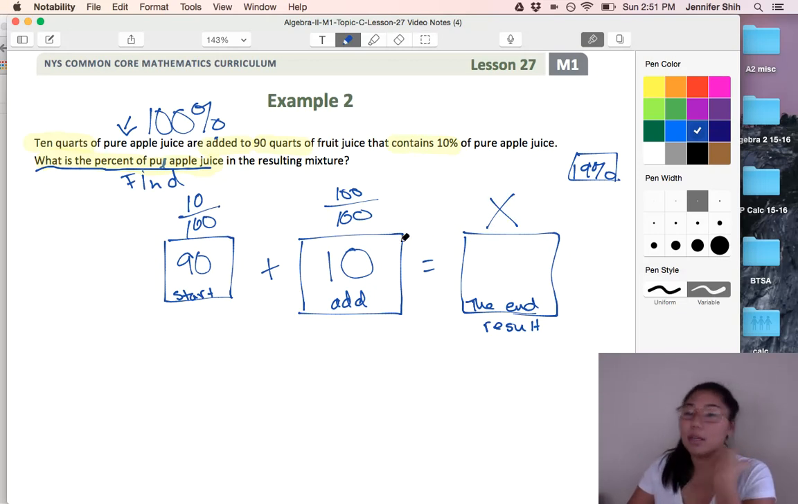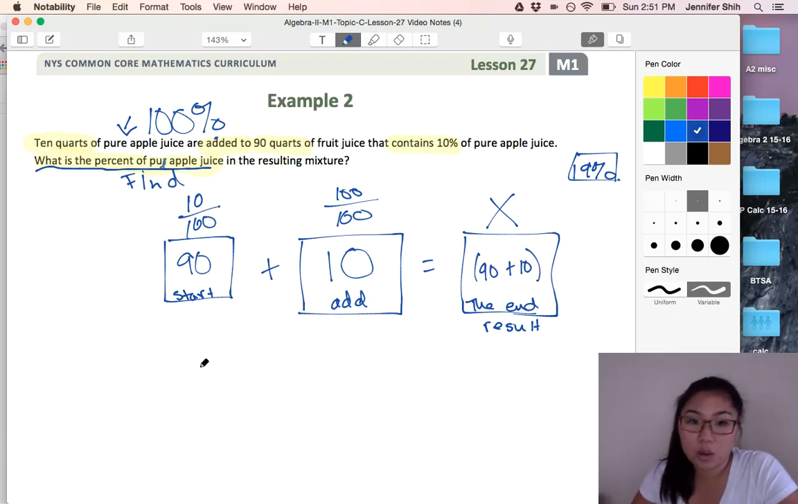And then all together, my bucket is going to have this number of quarts of juice in there. I'm going to have 90 plus 10 quarts of juice in there. Okay, so now let's solve this problem. This will say 90 quarts that contain 10% apple juice. And every time you have this fraction up here and you have the amount in your bucket, you're going to multiply them.